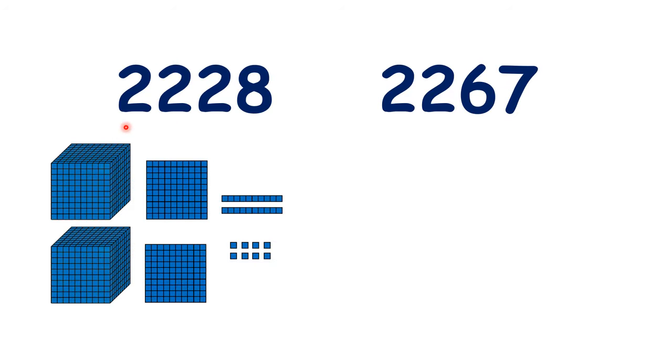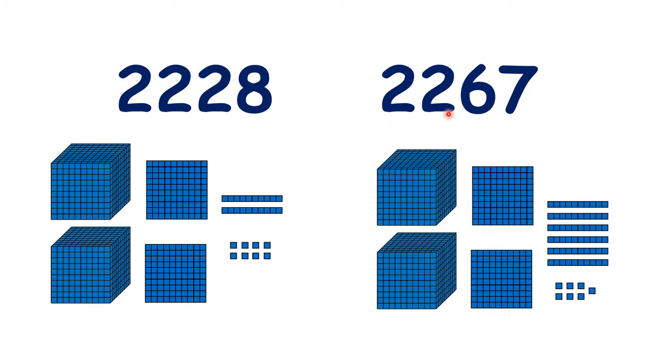Now we have 2,228 and 2,267. Both numbers have 2 thousands and 2 hundreds, but because we have 6 tens here, but only 2 over here, we know that this is our larger number.